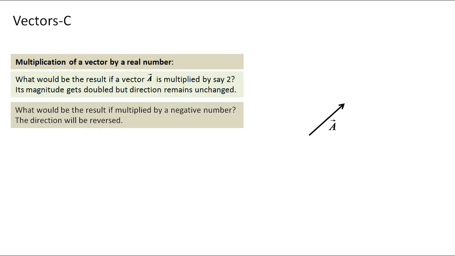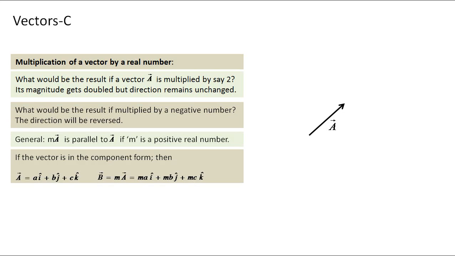What will be the result if multiplied by a negative number? The direction will reverse and the magnitude also will change depending on the number. So in general terms we can state, if a vector a bar is multiplied by a real number m, the resulting vector is parallel to the initial vector a bar if m is a positive real number, and it would be opposite in direction if m is a negative real number. It's pretty simple and commonsensical.